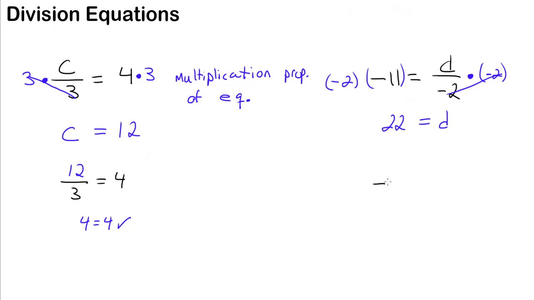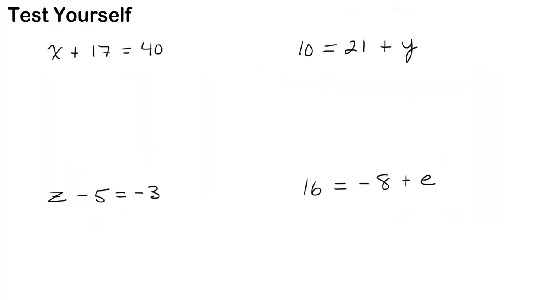I have here negative 11 equals whatever d is divided by negative 2. And we see that d is 22. And over here, what is positive 22 divided by negative 2? And that's negative 11. So we see that this is a true statement. Okay, so in this section, you want to test yourself. Pause the video, work out the equations, and then unpause and see if you got the right answer.